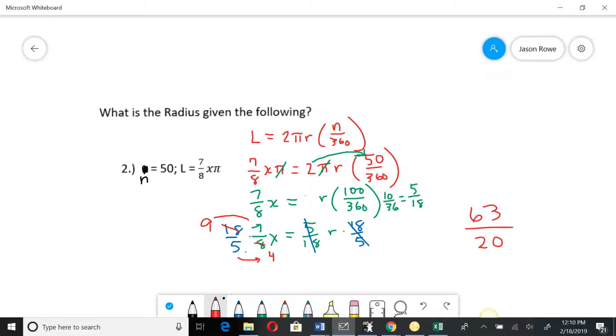There's an x there. And that's going to equal r. And folks, that's it. So again, substitute and then simplify what you can simplify using inverse operations to solve for r.